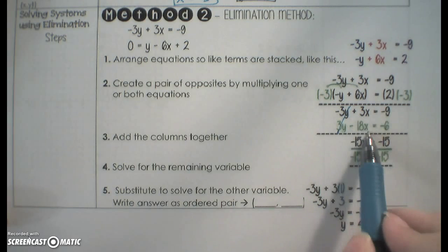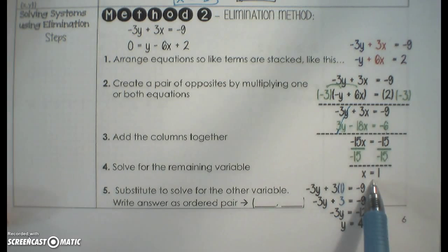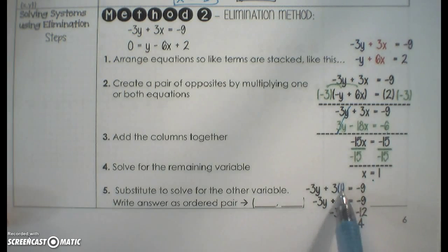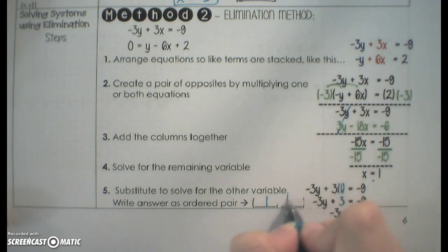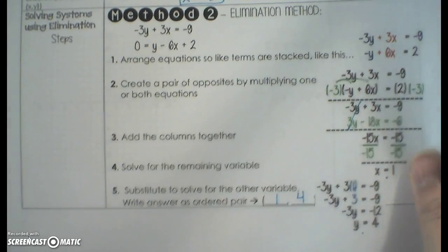So then we continue to add vertically, and then we solve. We get x is 1, and we substitute it back in to one of the equations up above, just like we did on our method 1, to solve for our second variable. And then our final answer we write, just like we did up above, as an ordered pair, 1, 4 for this one. So let's go ahead and try it on our own.